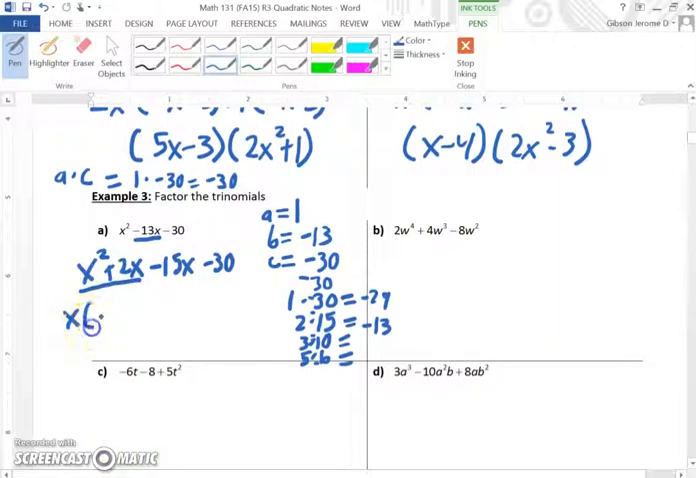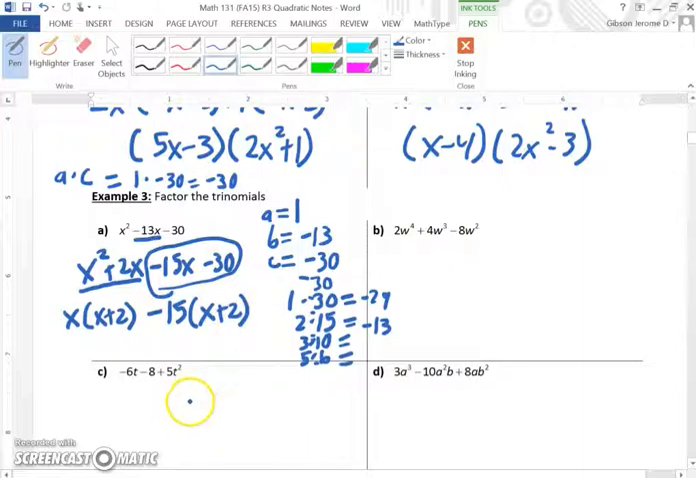We can factor out an x, and that will leave us x plus 2. We group the second 2: negative 15x minus 30. Since that first term is negative, whatever we factor out must be negative. We could factor out a negative 15, and that will leave us x plus 2, just like we did in the previous problems. So one of our parentheses would be x plus 2, the other would be x minus 15, and we are done with that problem.